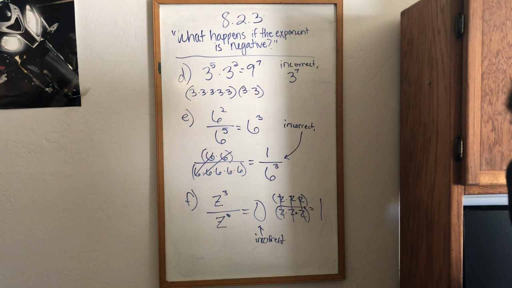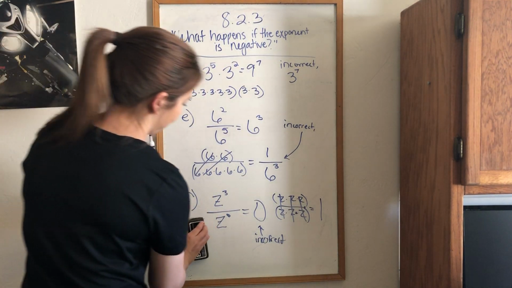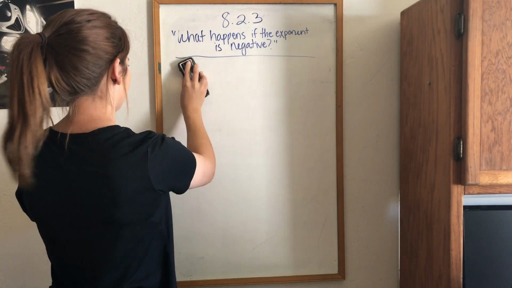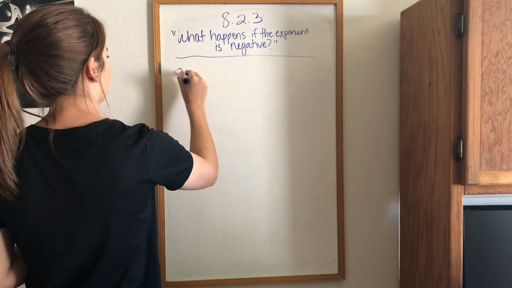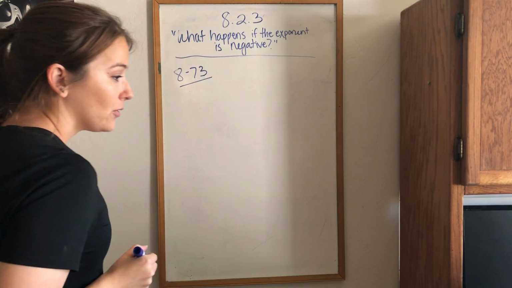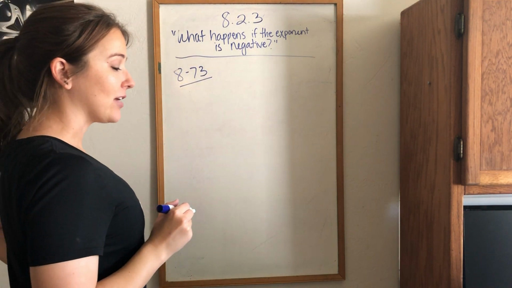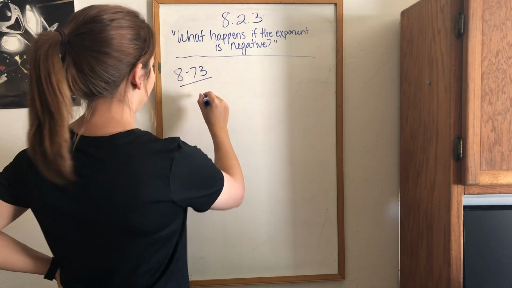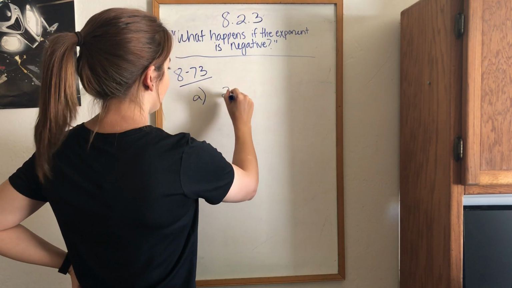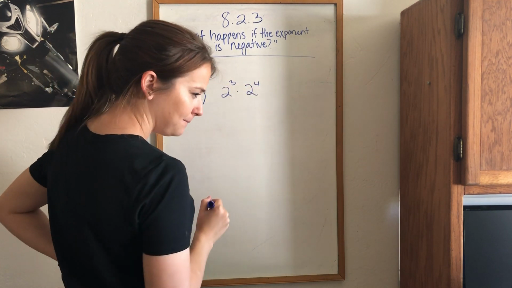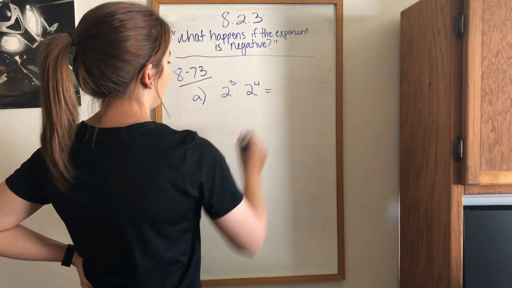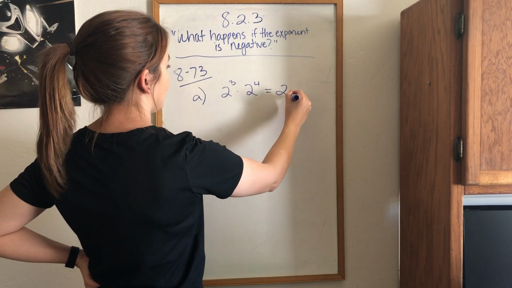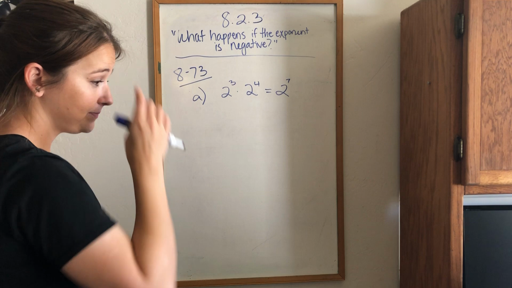All right, moving on to 873. Rewrite each expression in a simpler form using the patterns you have found for rewriting expressions with exponents. If it's reasonable, write out the factored form to help you. 2 to the third times 2 to the fourth is a. So we know that if we multiply the same bases, we add the exponents and we keep the base the same. So 2 to the 7th would be our first one.